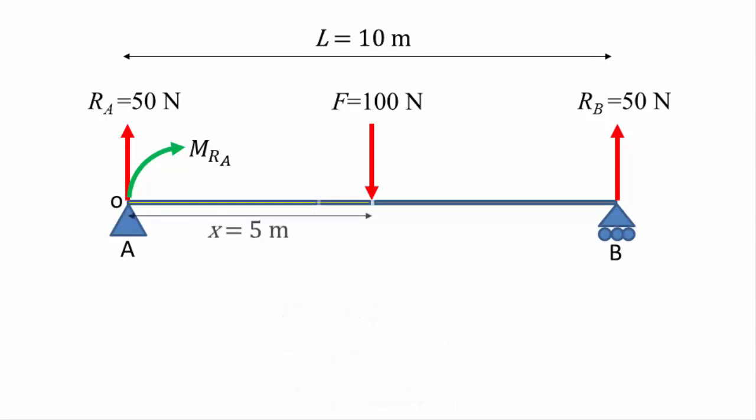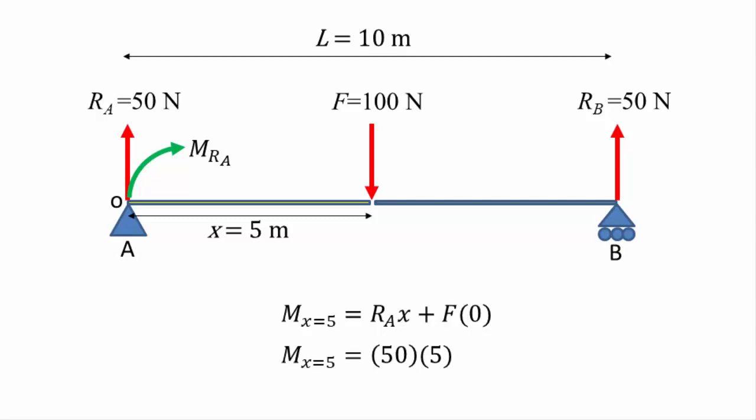Now we move to the halfway point on the beam at 5 meters. Here we can see that there are two forces acting between 0 and 5 meters. They are Ra and the applied load F. Ra is 5 meters from the cut, so produces a moment equal to Ra multiplied by 5. But since F is right on the cut, its distance to the cut is 0, so it doesn't produce any moments. The bending moment at 5 meters is thus 250 Newton meters from Ra.